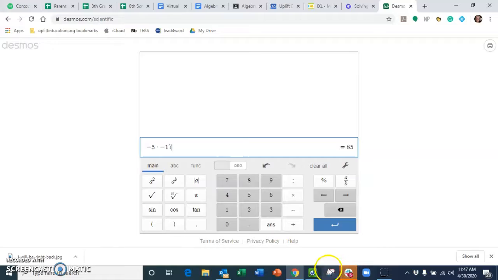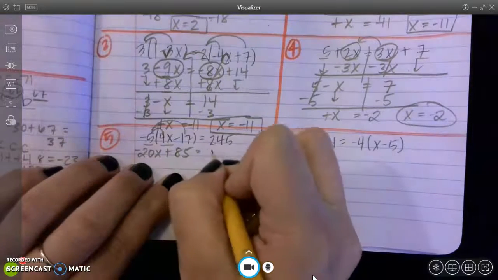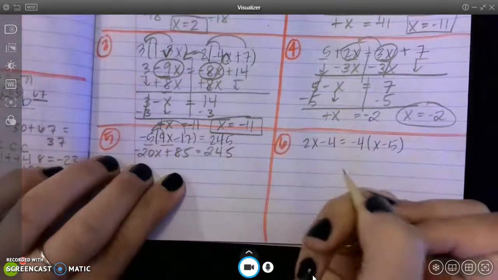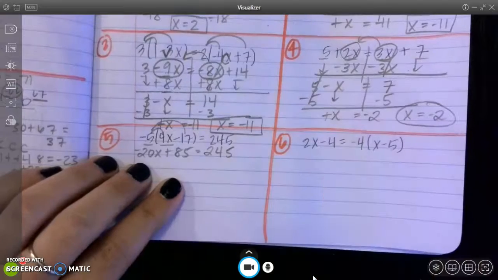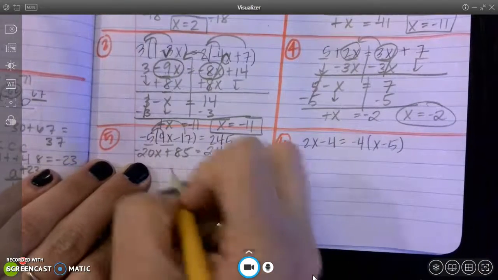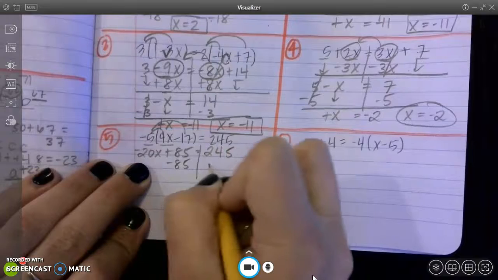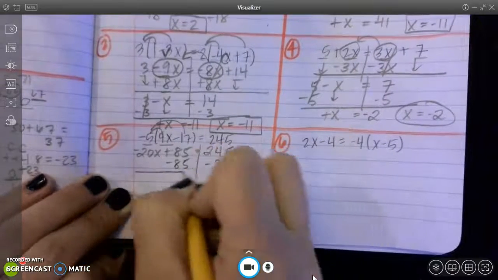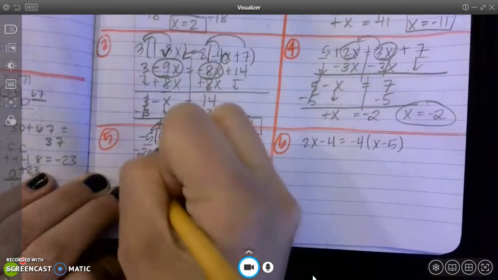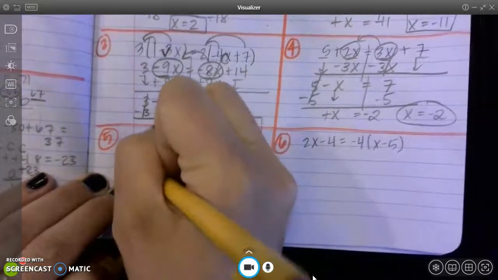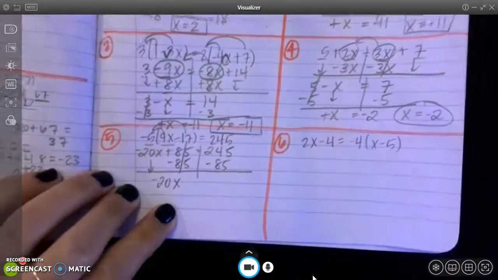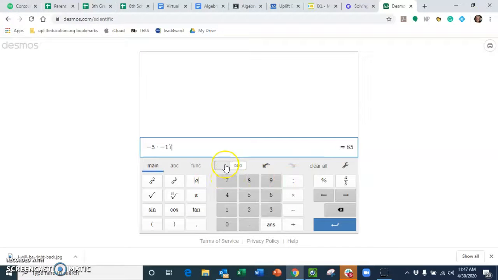Switch back over to my camera. 245. Now I'm going to start to isolate my variable. The inverse of a positive 85 is a negative 85. We're subtracting 85. Negative 20x, that I'll bring down. 245 minus 85, let's take a look at what that is. Positive 160.